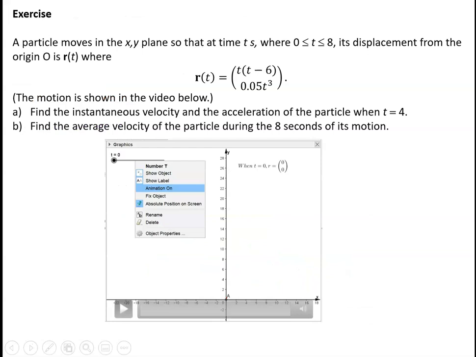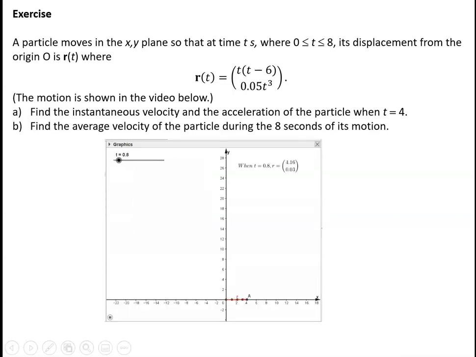Now to finish this video, what I'd like you to just do is pause the video, because you're going to be doing an exercise just on using these ideas. So we've got a particle moving in the xy plane, so that at time t seconds, where t lies between 0 and 8, its displacement from the origin is given by r of t, which is the vector t minus 6 as the x component, and 0.05 t cubed as the y component. And the motion of this particle is shown in the video we've got here.